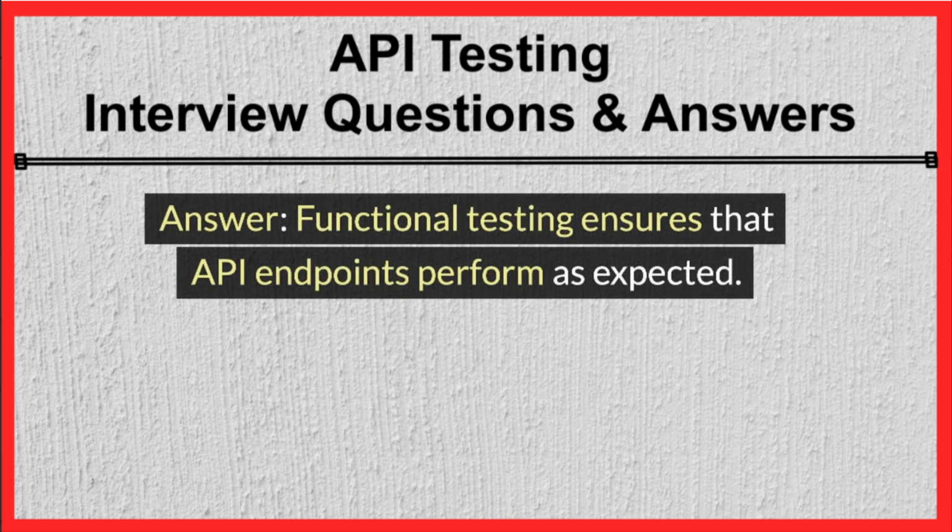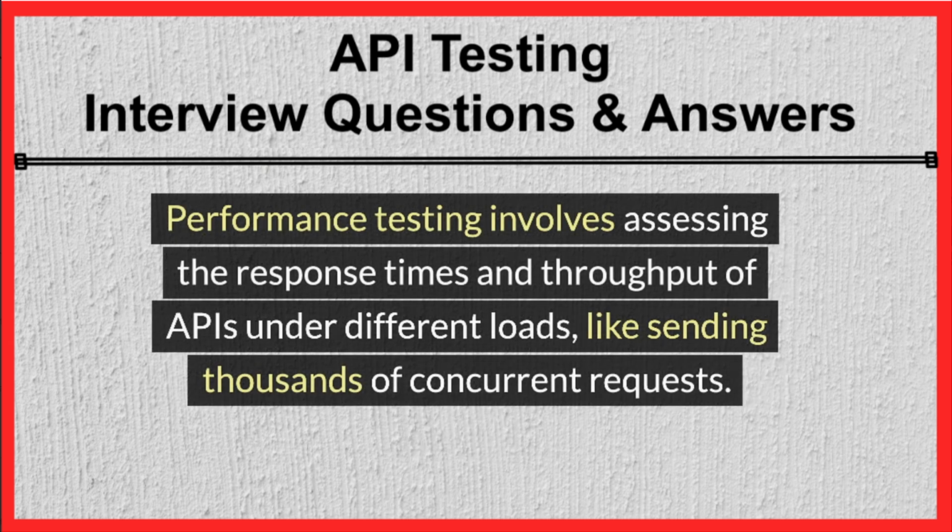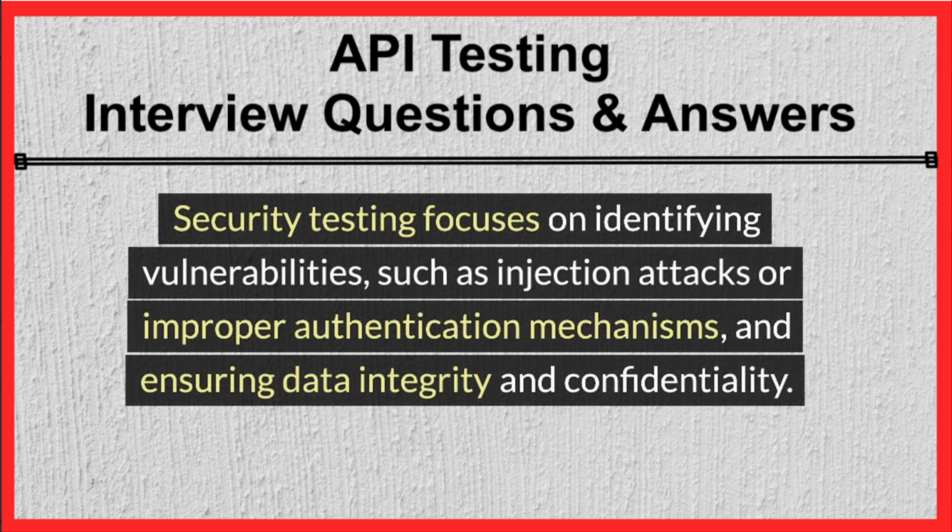Answer. Functional testing ensures that API endpoints perform as expected. For instance, testing a weather API by sending a request for the current weather in a specific city and verifying that the response contains the expected weather data. Performance testing involves assessing the response times and throughput of APIs under different loads, like sending thousands of concurrent requests. Security testing focuses on identifying vulnerabilities, such as injection attacks or improper authentication mechanisms, and ensuring data integrity and confidentiality.